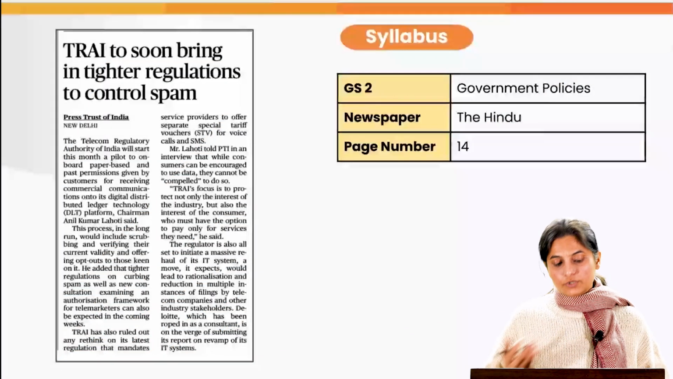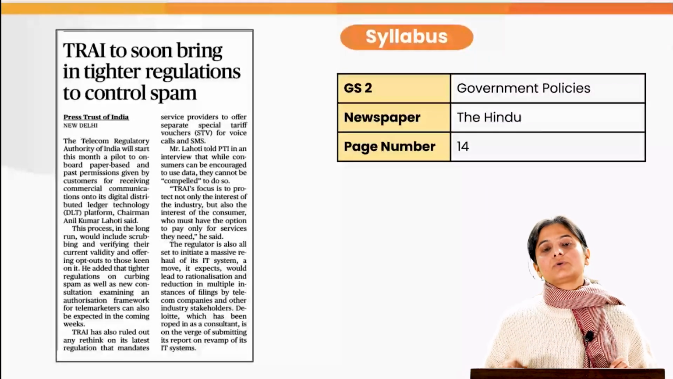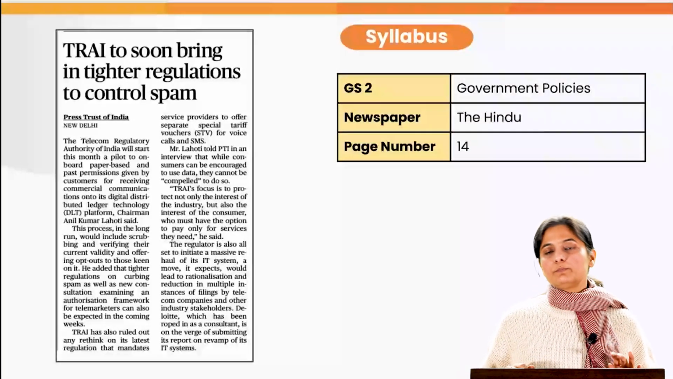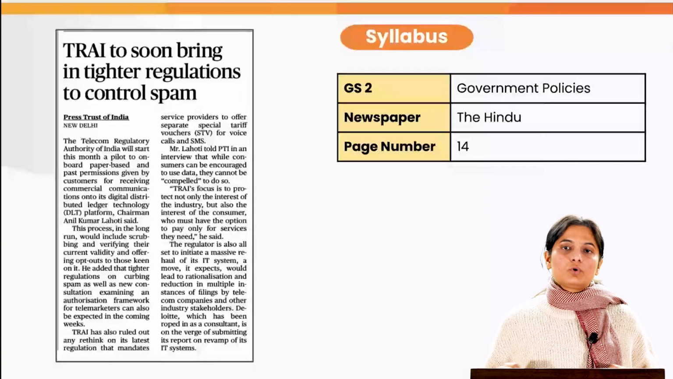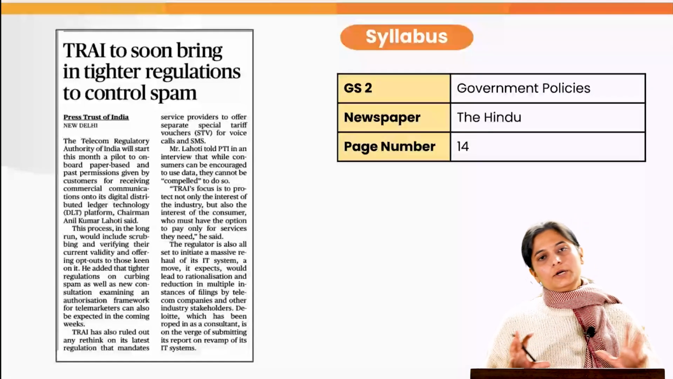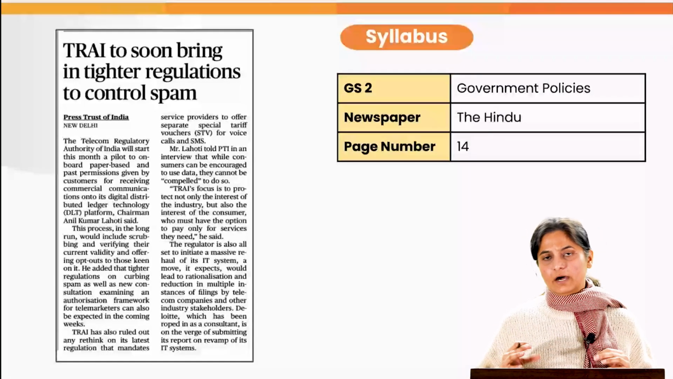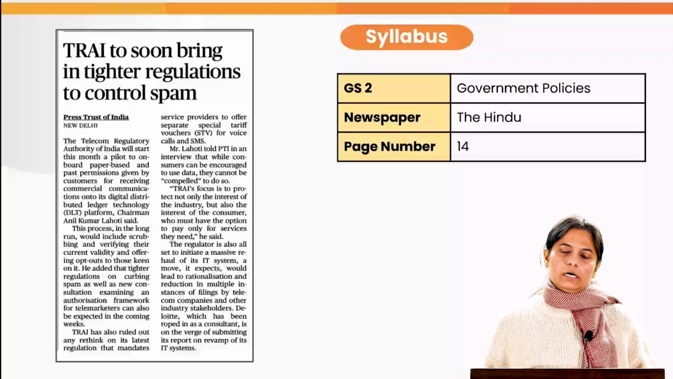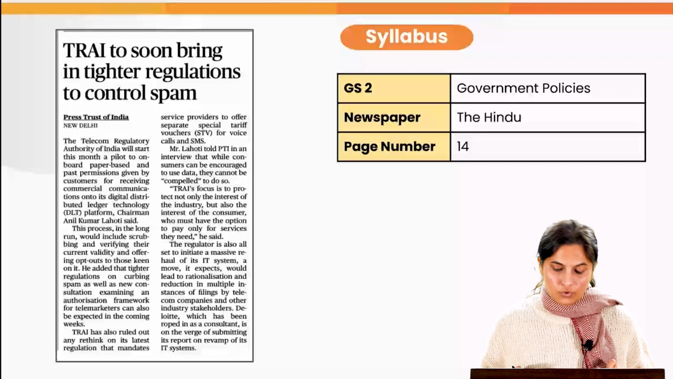Now moving on to the next article of the day, which is about TRAI, the Telecom Regulatory Authority of India. It is soon to bring tighter regulations to control spam calls that we usually get on our phones. Sometimes we have knowingly or unknowingly subscribed to them, or sometimes we have not even subscribed. Our phone numbers have probably been leaked, and that's why we are getting all those kinds of spam calls.